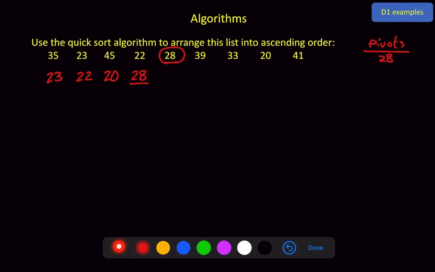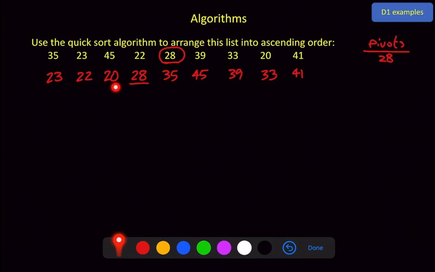Now I go back to the list and I'm going to write all the ones bigger than 28, in order still. Left to right, it's 35, 45, 39, 33, 41. That's the first pass complete. 28 is in the correct place. It should not move from that position. It's the fourth number. It will be the fourth number all the way down to the end. So we're no longer really considering this in our algorithm.